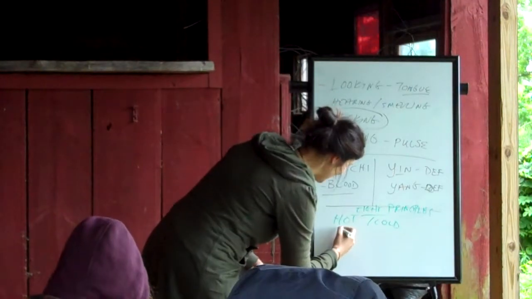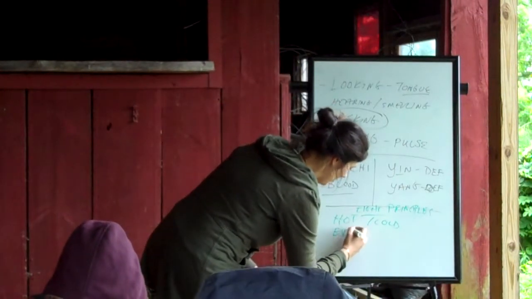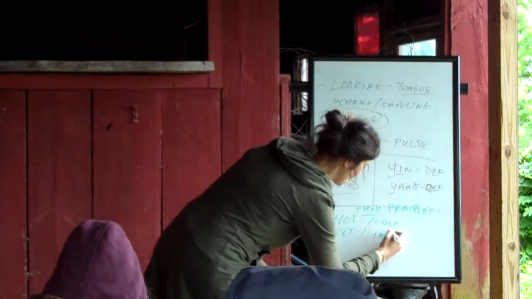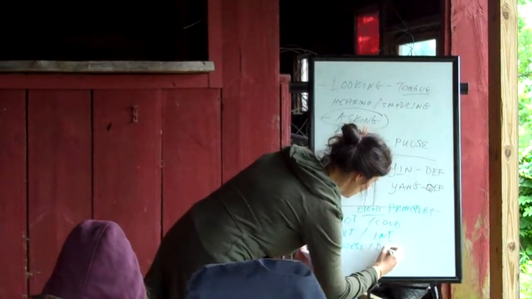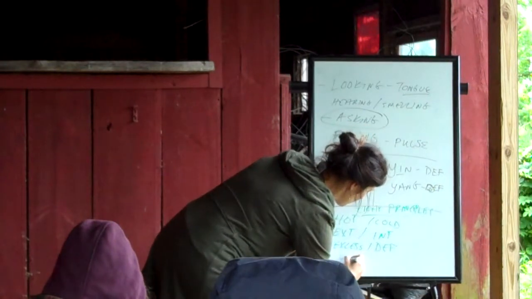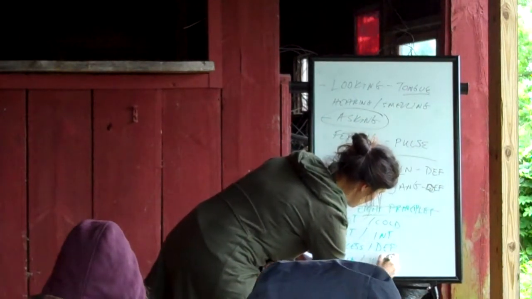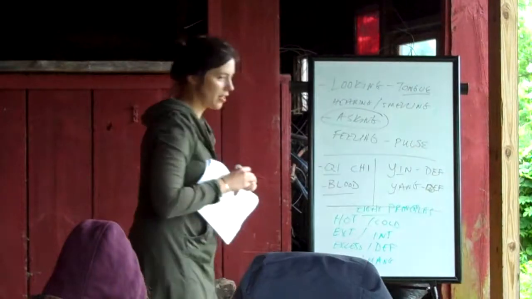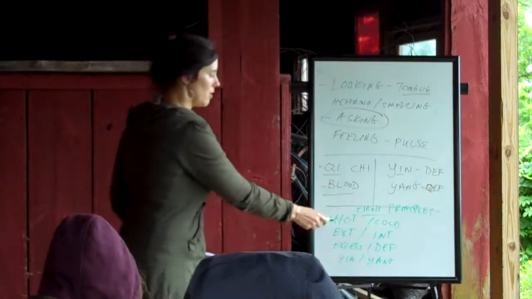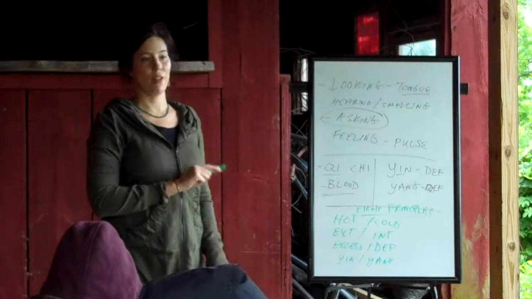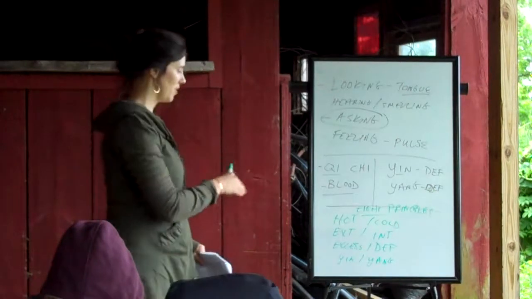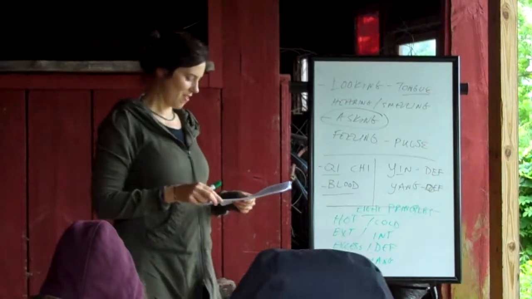So hot, cold. I'm going to abbreviate exterior, interior, excess, deficiency. These are called the 8 principles, and yin and yang. If you're just totally lost, as long as you can start to pull these apart, you really can go very far with that. So that's my goal, is to help make sure that you have a sense of that.